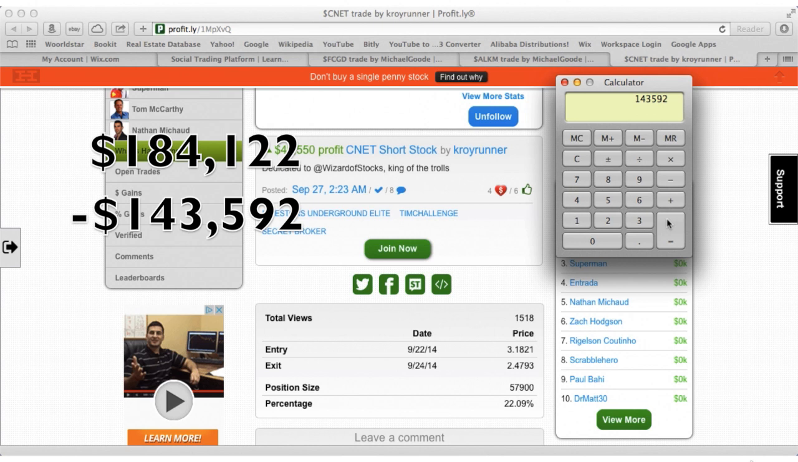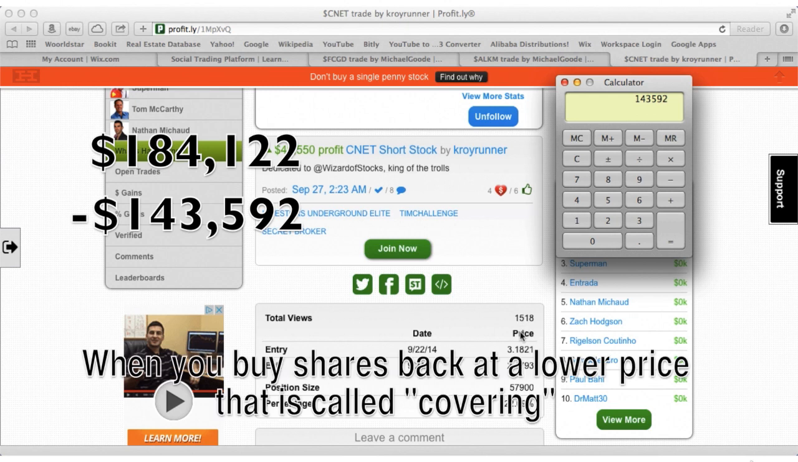So he covered. That's what it's called. When you buy the shares back at a cheaper price, that's called covering. So remember that. So he covered at 247. That means that he bought the whole 57,900 shares back and gave them back to his broker. And now he gets to keep that profit that's in between.